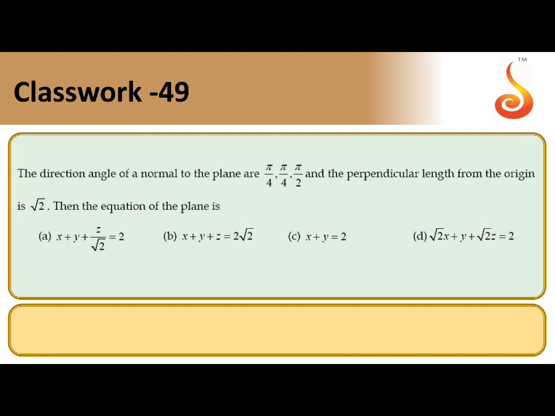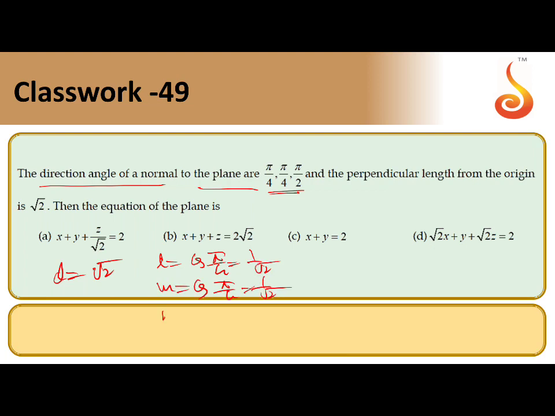So next one. The direction angles of a normal to a plane are given: pi by 4, pi by 4, pi by 2. And the length of the perpendicular distance from origin is root 2, so d is root 2. Direction angles means these are direction cosines. So l equal to cos pi by 4, that means 1 by root 2. m equal to cos pi by 4, that is also 1 by root 2. n equal to cos 90, cos 90 is 0.